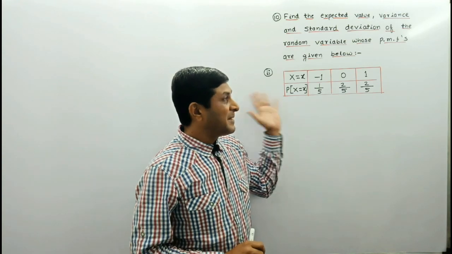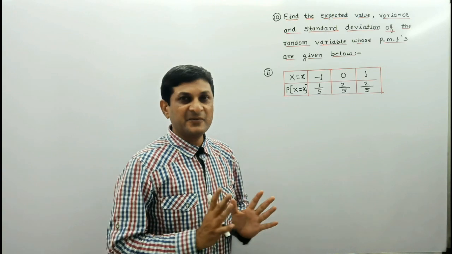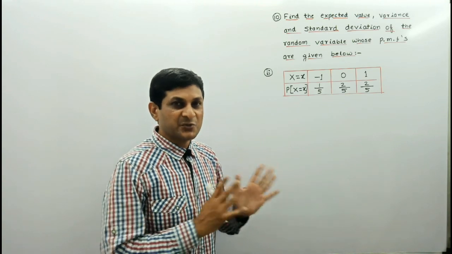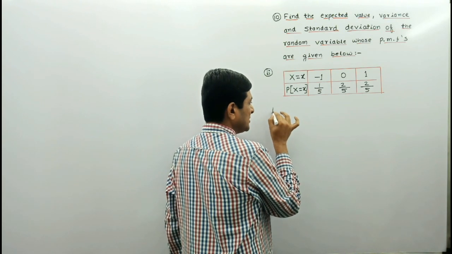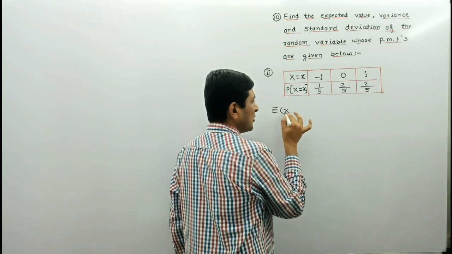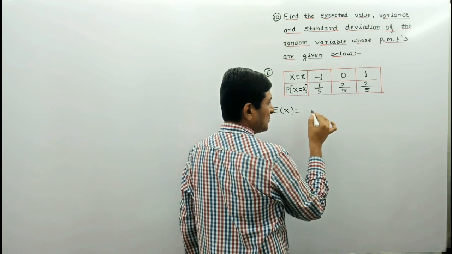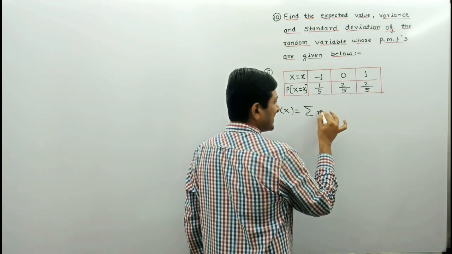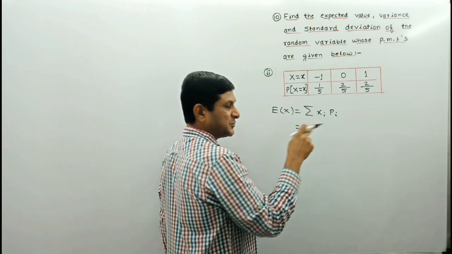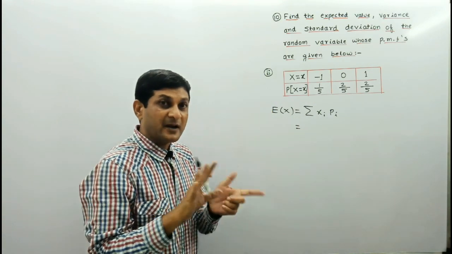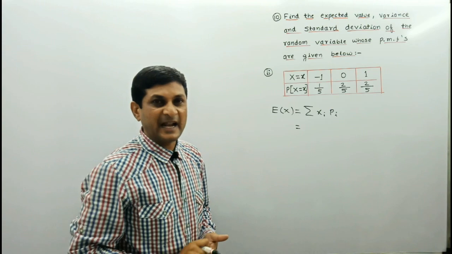Here also probability mass function of a discrete random variable x is given to us. First we are trying to find out our first required value, expected value, means E of x, and we know the formula to find out E of x is equal to, what is the formula? Summation xi into what? Pi. So which is equal to, means we have to find out sum of product of value of random variable and its probability.